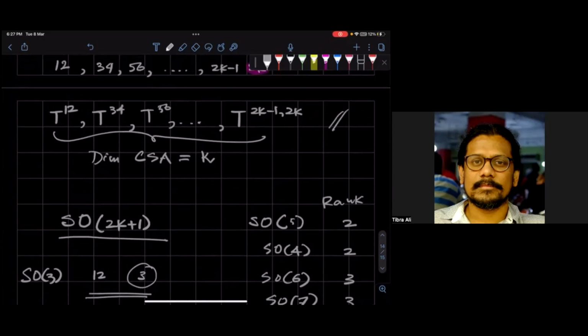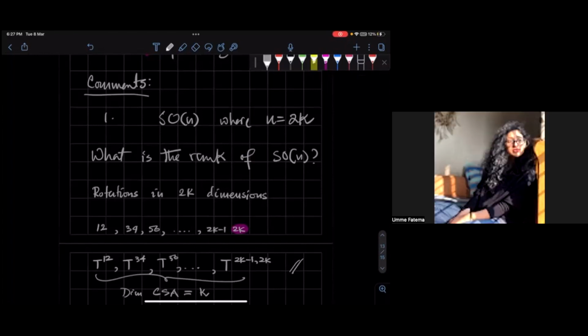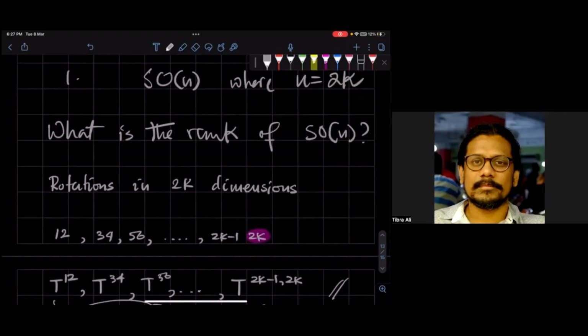So do you see the intuition behind the counting of the dimension of the Cartan subalgebra? Yes, sir. Okay, very good. All right, so that's the rank. So I'm going to move on to a generalization of the O(N) groups. But before doing that, do we have any questions?